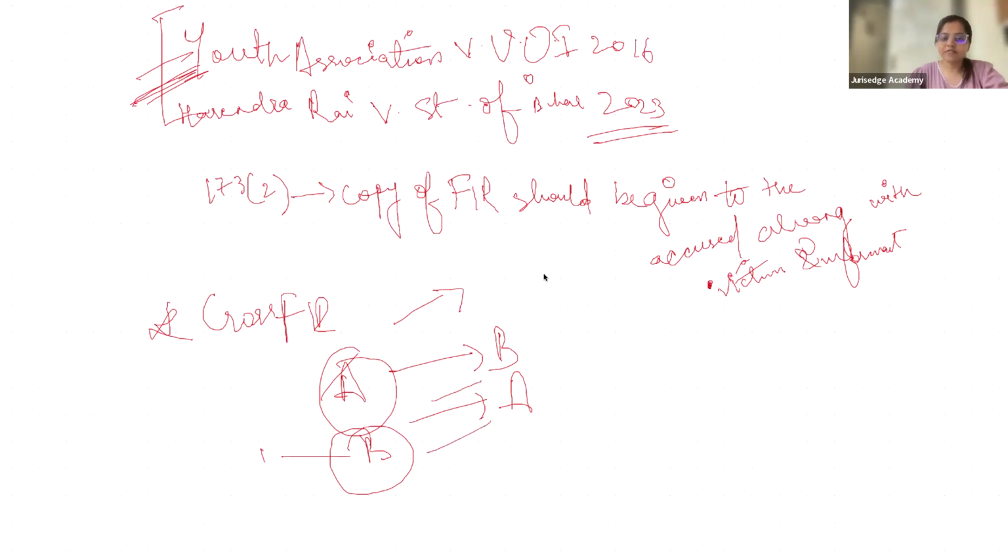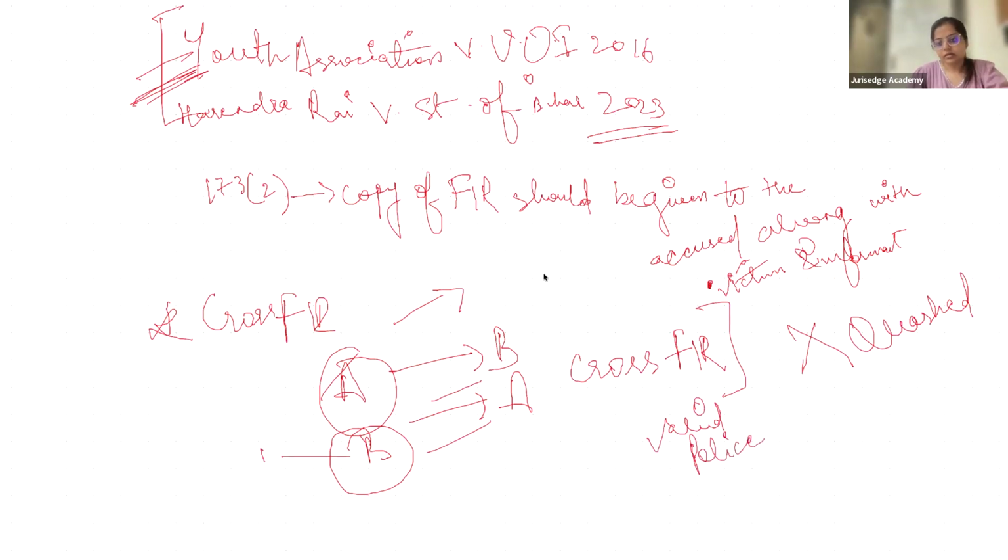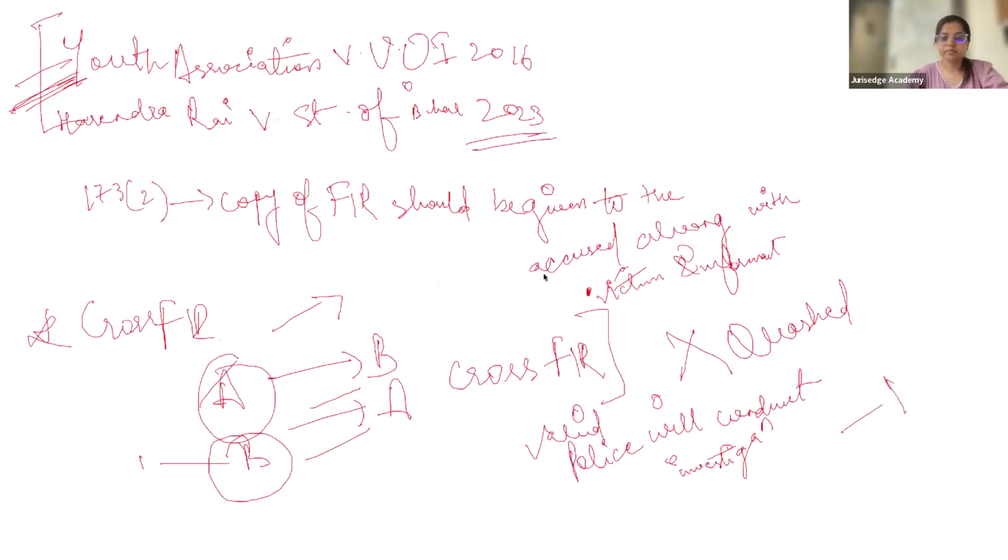In case of cross FIRs, no FIR will be quashed. Nothing will be cancelled. Both the FIRs will be considered valid. Police will conduct investigation on the basis of both the FIRs, and then there will be one common police report for both the FIRs in the same court.